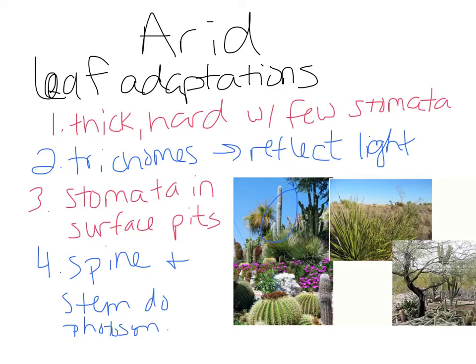So these are all adaptations to help prevent, like I said, the loss of water. You get these hard, thick leaves with very few stomata. You've got the leaves with the little hairs on them that reflect light, so you decrease your transpiration. You have the stomata in those surface pits that help increase the water tension, so it reduces transpiration, as well as the spine-like leaves where the leaf is actually not doing photosynthesis, the stem is.